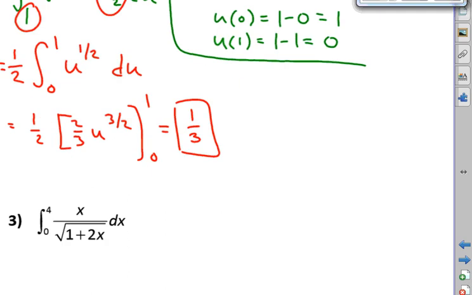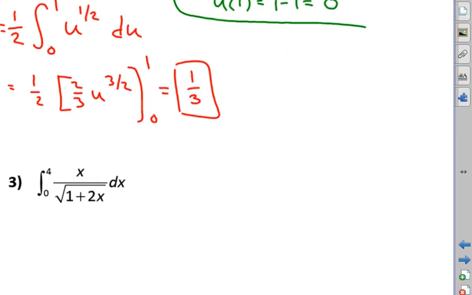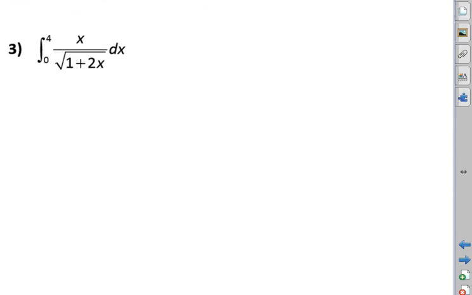And as you can see, this one was very easy to evaluate. You end up just getting 1/3. Okay, so again, I want you to do the same thing with example 3. Work it out on your own, pause the video, and play it when you get stuck or you're ready to see the answer.